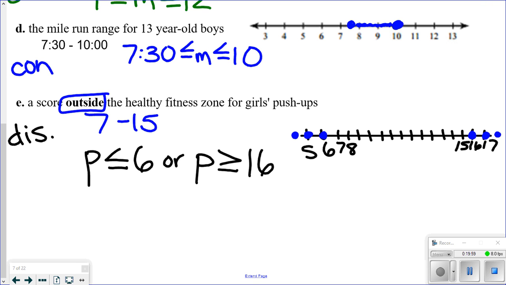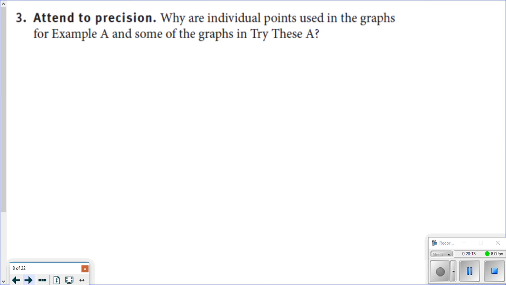Apart. This is disconnected. Okay, so if this was just a math problem without a story about push-ups and pull-ups, then we would just shade normally. But because some of these have points, it's due to the story problem of push-ups and pull-ups are only counted as whole numbers, right? We can't count part or half of a push-up or pull-up.